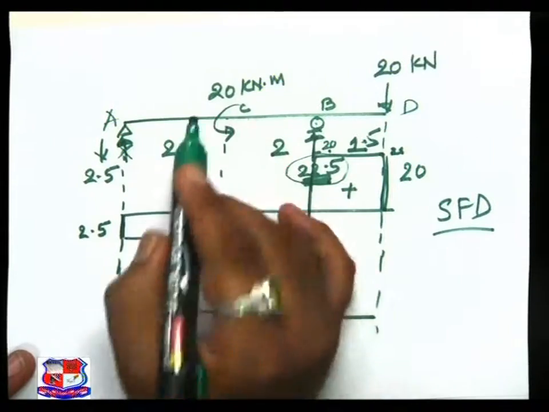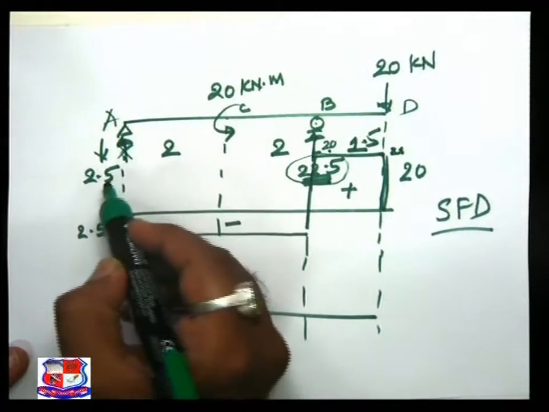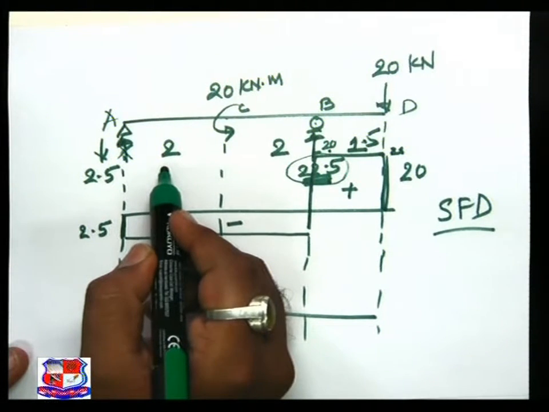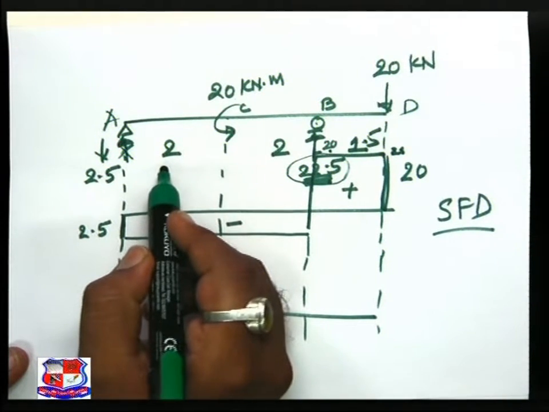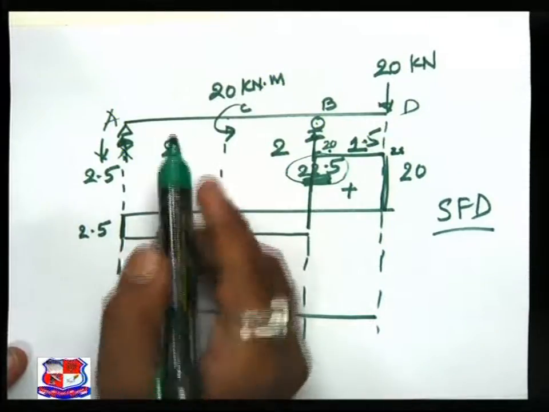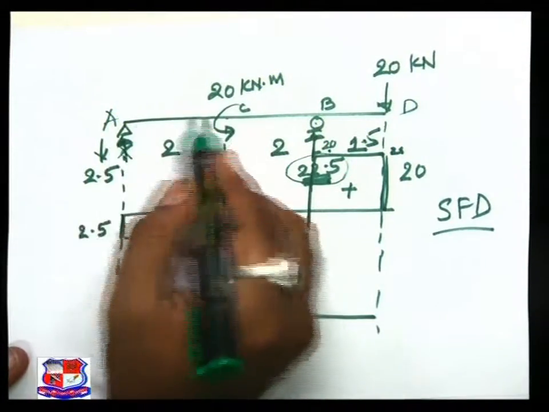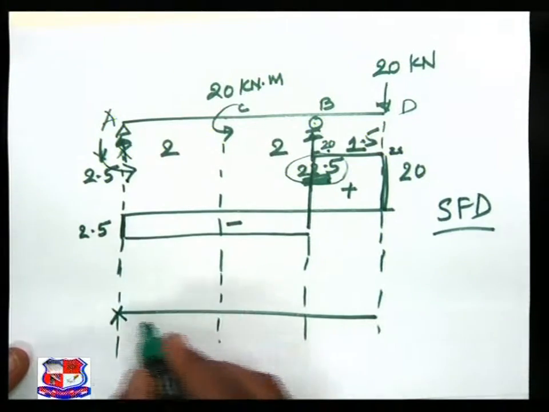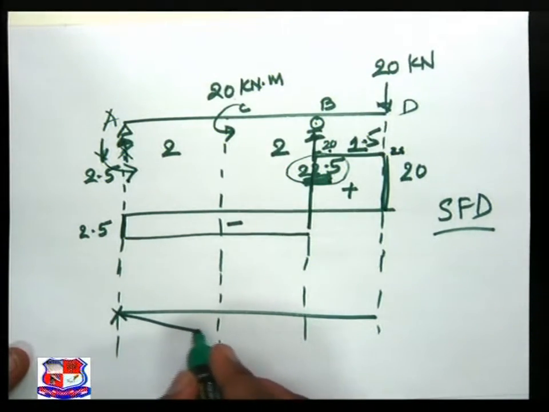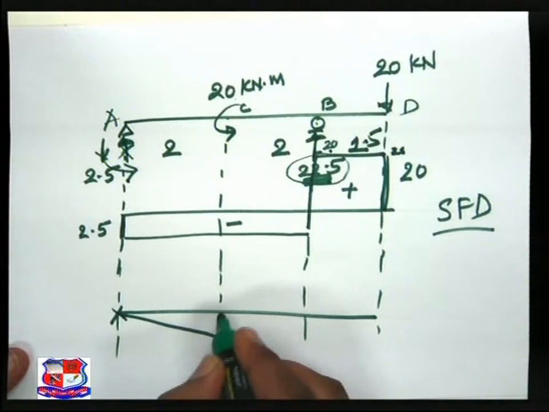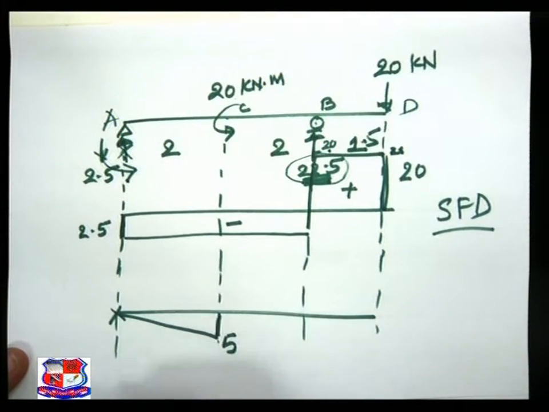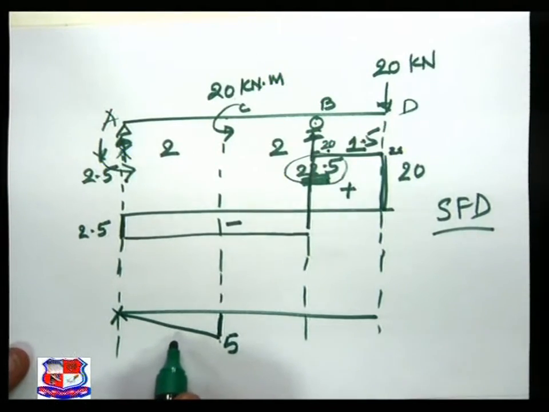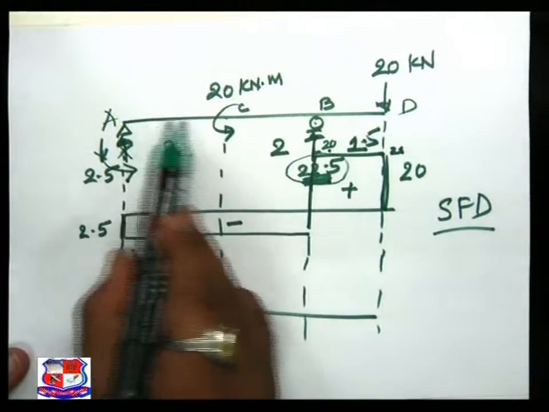Moment at C just left is equal to 2.5 into 2. That is the ordinate which is 5. But what is the nature? Then section left anticlockwise, hogging nature, negative sign. So this ordinate comes to 5, and this relation is an inclined straight line, as there is no load acting.